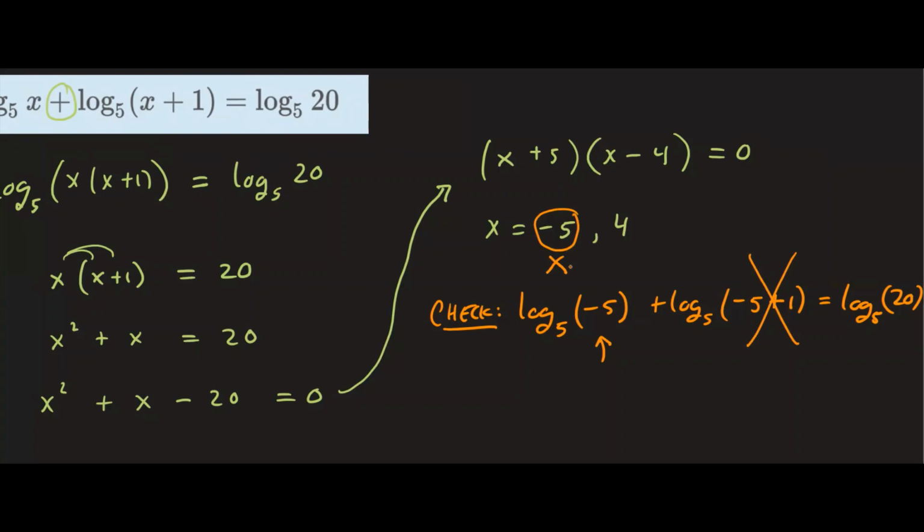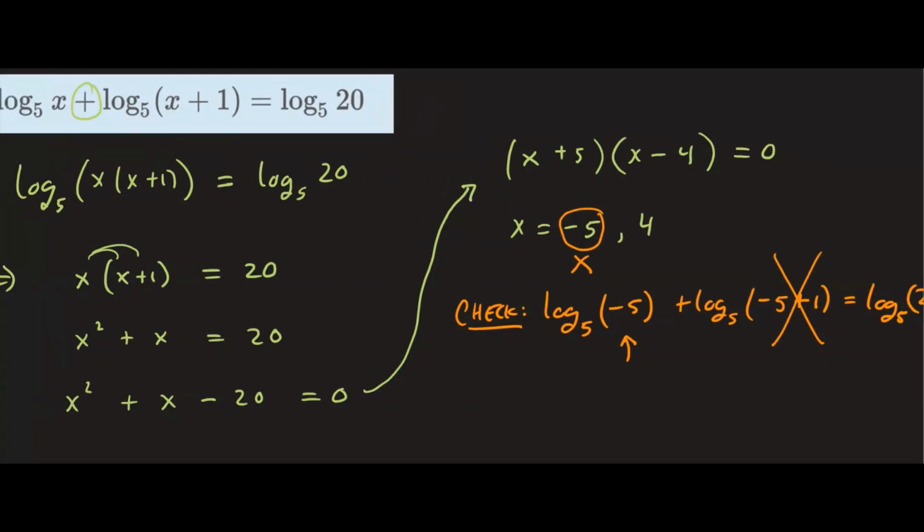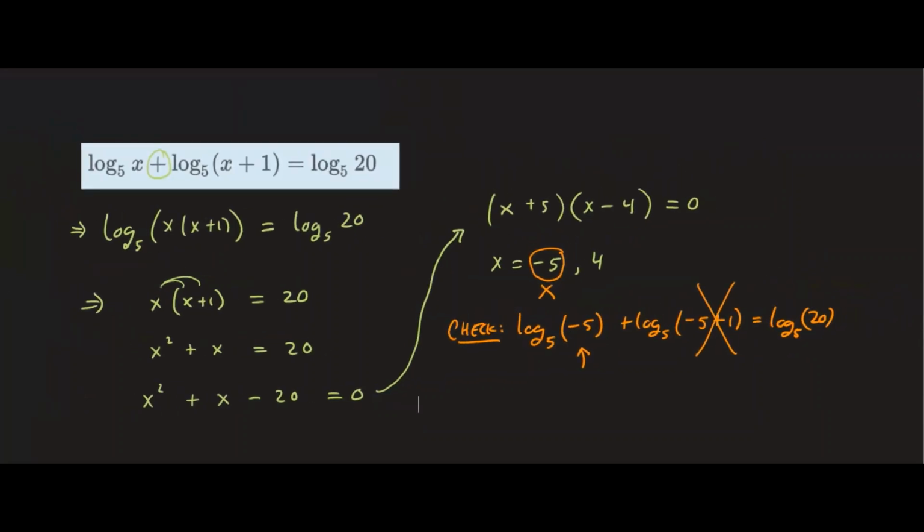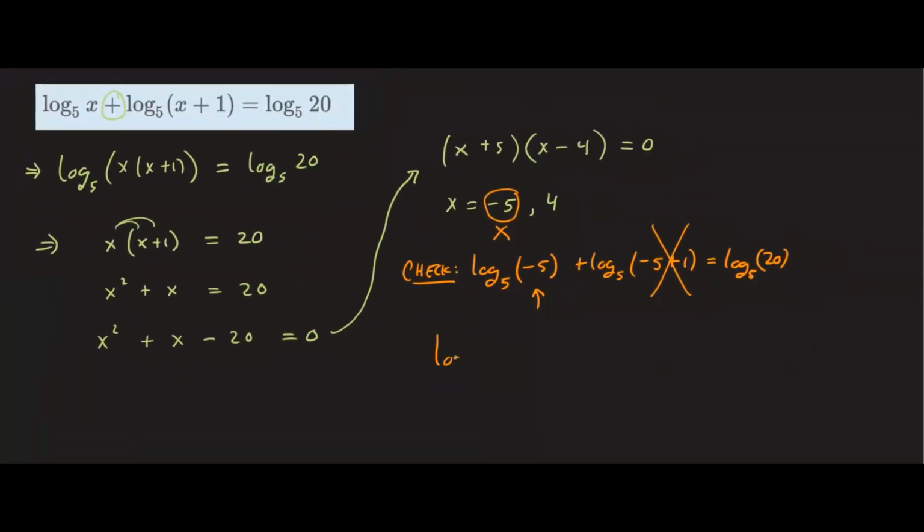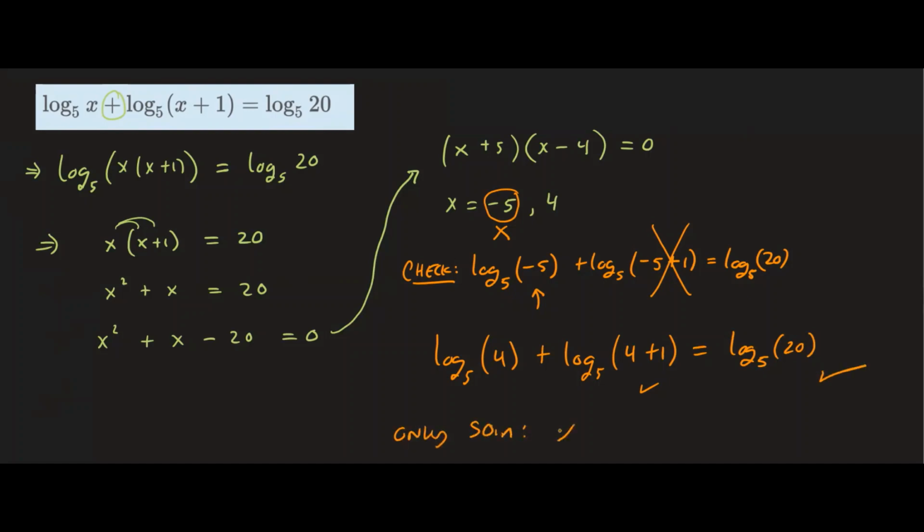Now, what about 4? If I plug 4 into the original equation, we get log base 5 of 4, positive, that looks good. Now let's try the second term. Log base 5 of 4 plus 1, well, that's also positive. The last one doesn't have any x inside, so we don't need to plug in anything. This looks good. So the only solution is going to be x equals 4. That will be the solution because when we did the check with negative 5, it didn't work. So that will be it.